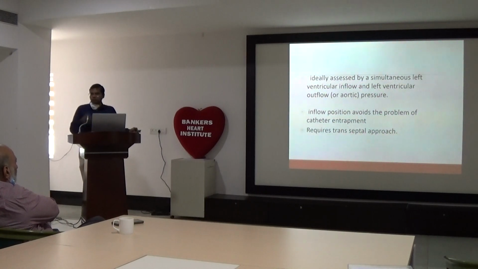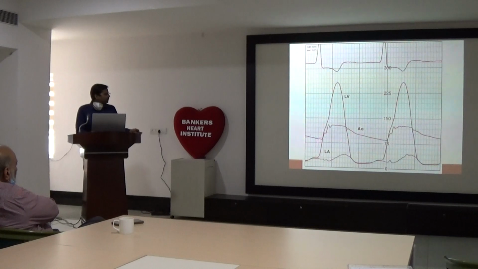To overcome this, we have a second approach in which we have two catheters. One is downstream in the aorta, and the other is through the IVC and septal puncture in the LV. This is ideally assessed by simultaneous left ventricular inflow and left ventricular outflow or aortic pressure. The inflow position avoids the problem of catheter entrapment because we are accessing through the LV. It requires a transseptal approach. This is the wave. Here we can see the aortic wave, and the left ventricular pressure is way above the aorta.